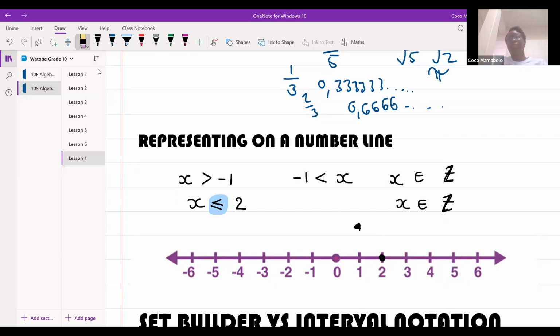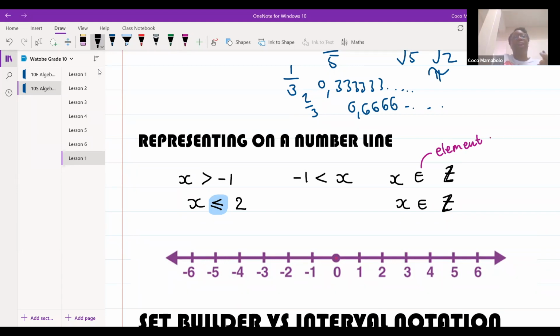Ma'am, I just wanted to know, what is the E in the Z for, there on the side? It means that E means element. It comes in when you learn sets. It's just something that we use to show that X has to be part of the integer group. So that E stands for element and it means part of that group. Okay, thank you. Sure.